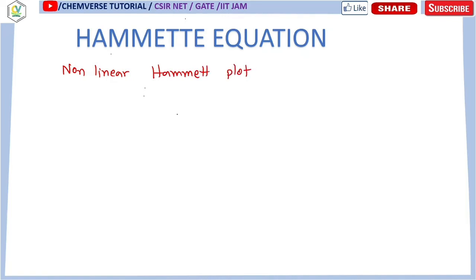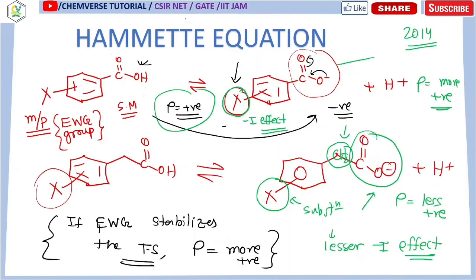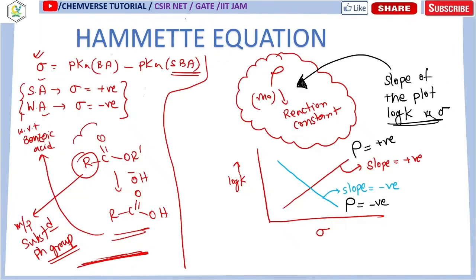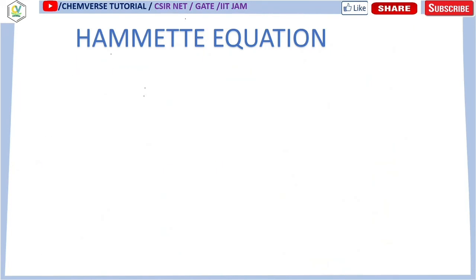Non-linear Hammett plot. Now if I just take my first slide, over here this Hammett plot is also a Hammett plot which is basically log k versus sigma. You can see that it is a straight line. Okay, you can see only the straight line is there, either it will show the positive slope or the negative slope.